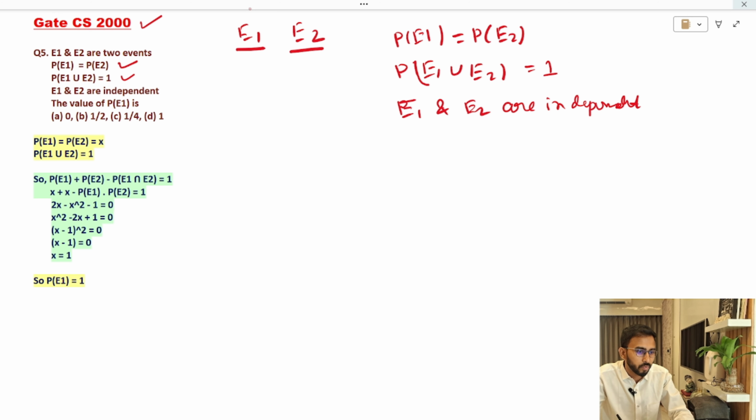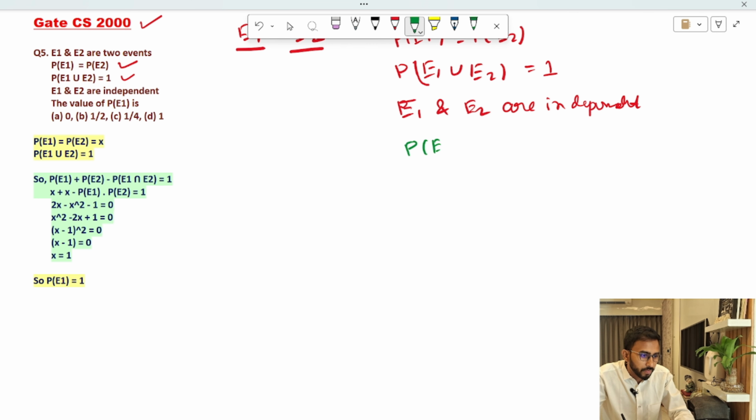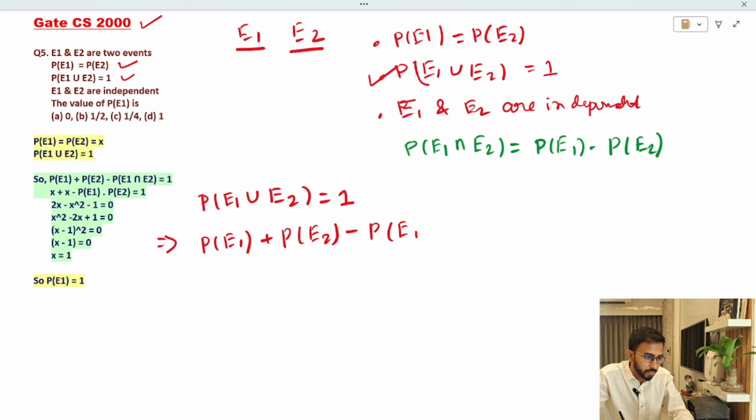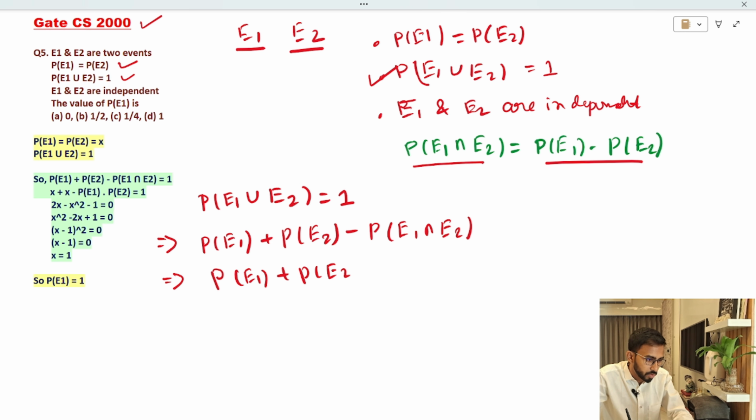So we all know that from the formula of independence of two events, probability of E1 intersection E2 is equal to probability of E1 into probability of E2. Here we will directly use the second condition, that is probability of E1 union E2 is equal to 1. What is the formula of probability of E1 union E2? The formula of inclusion exclusion, that is probability of E1 plus probability of E2 minus probability of E1 intersection E2. So we will directly put the value here. Probability of E1 intersection E2 is equal to probability of E1 into probability of E2. So probability of E1 plus probability of E2 minus probability of E1 into probability of E2.